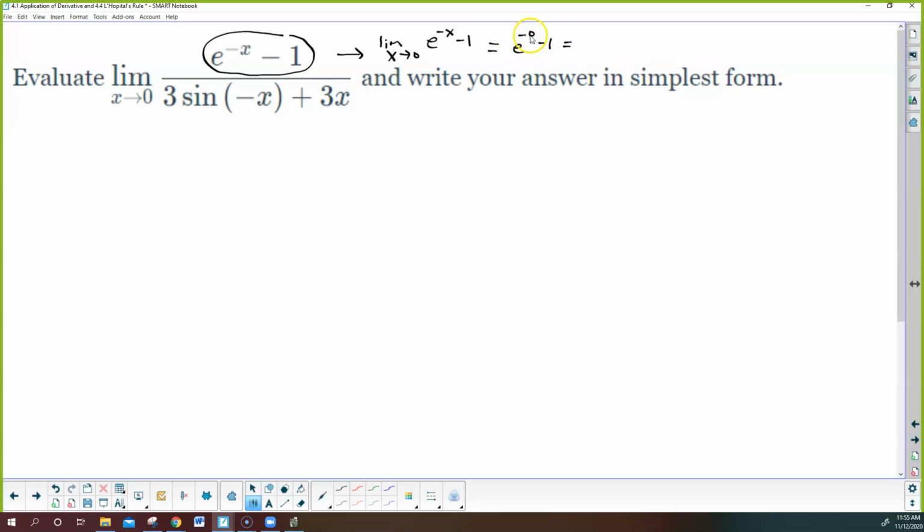Now notice e to the negative 0. Well, 0 isn't really positive or negative, so this is just e to the 0, which is 1. 1 minus 1 is 0. So there's my numerator limit.